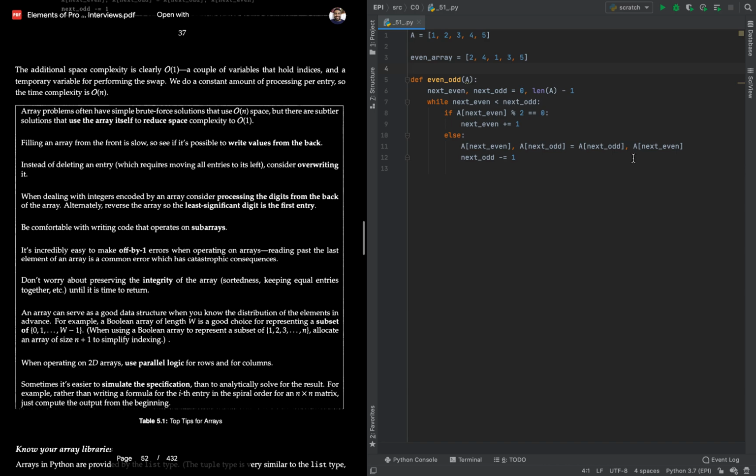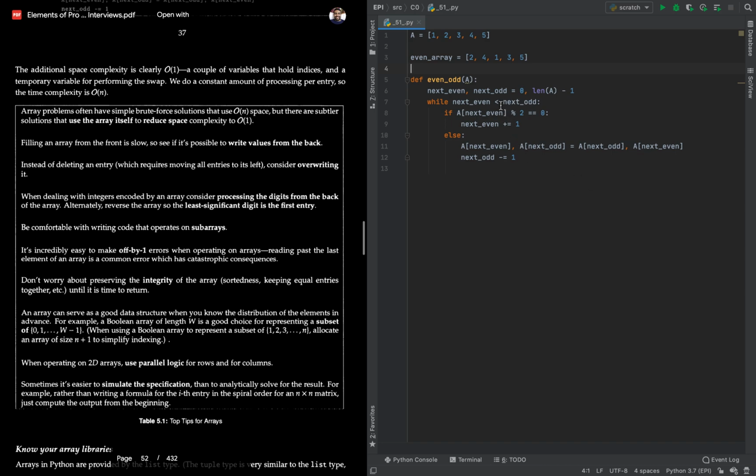Be comfortable with writing code that operates on subarrays. Okay, I would assume that's what this is. Instead of deleting an entry which requires moving all entries to its left, consider overwriting it. Okay, sure. It's incredibly easy to make off by one errors when operating on arrays. Reading past the last element of an array is a common error which has catastrophic consequences.